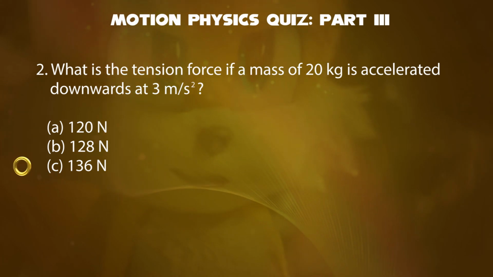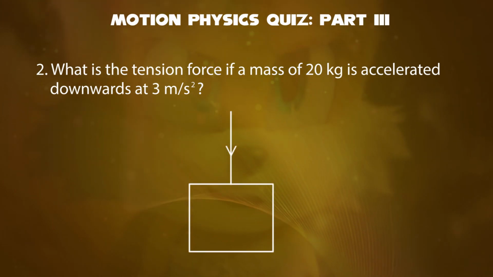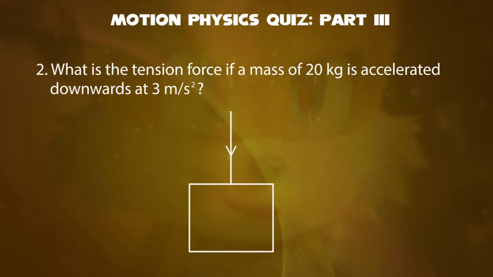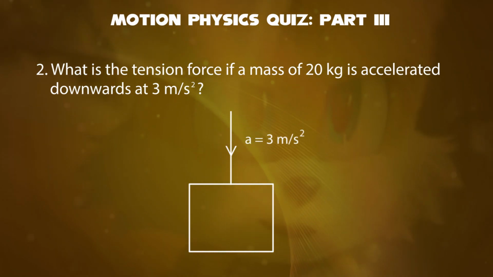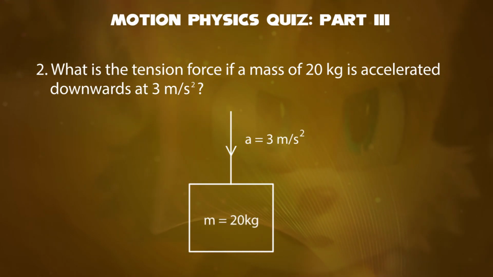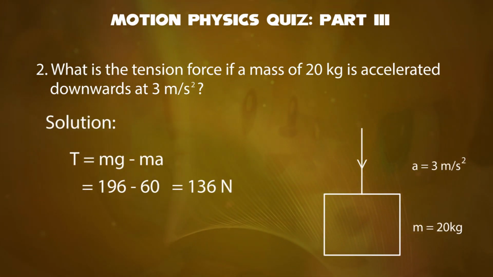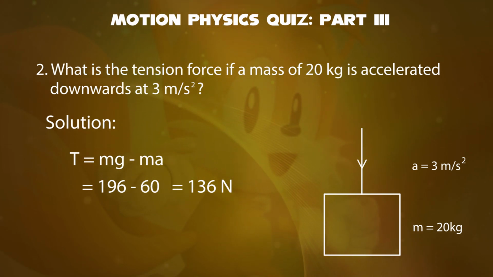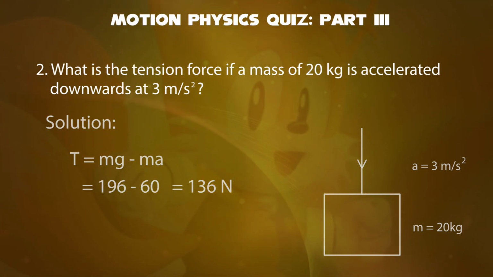The answer is 136 newtons. How did the answer come? In this question, the formula we use for the tension force accelerating downwards is equal to mg minus ma. With a given mass of 20 kilograms, gravity 9.8 meters per second squared, and acceleration 3 meters per second squared, solving this we obtain 136 newtons.